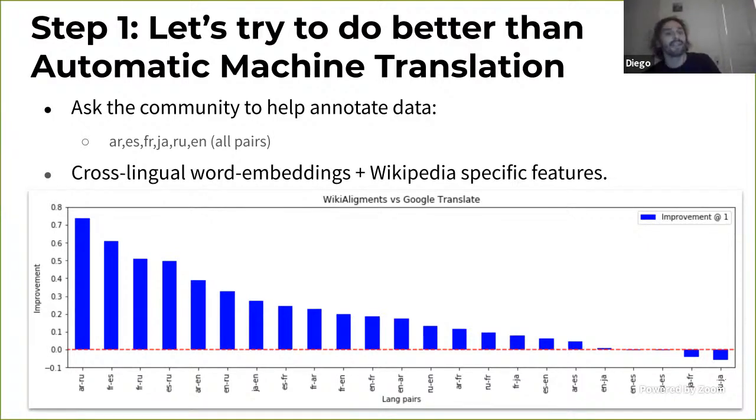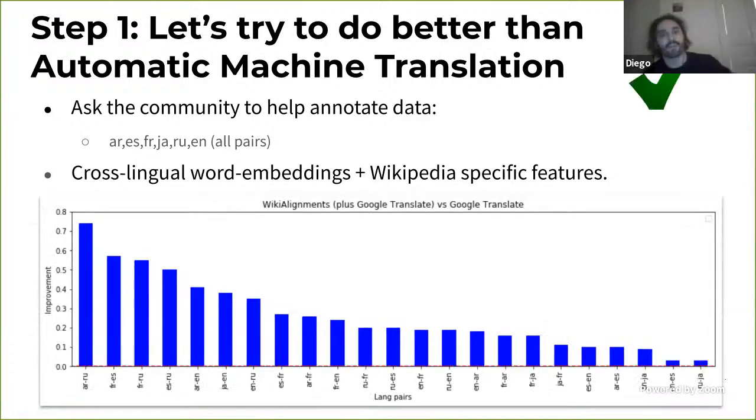So after annotating this data and applying our approach of cross-lingual word embeddings and Wikipedia-specific features, we had some ground truth, and we can measure how good we are doing. And you can see in this plot the improvement on top of Google Translate. That is the baseline that we use. And you can see in most of the language pairs, we do better than Google Translate. Just in two language pairs, Japanese and French, and Russian and Japanese, Google Translate was doing better than our algorithm.